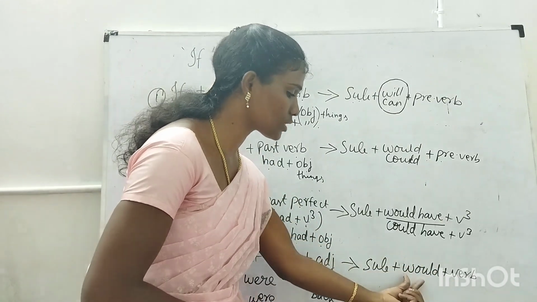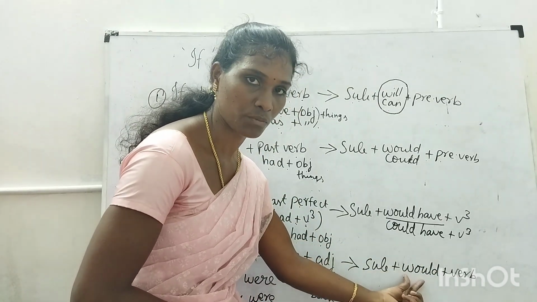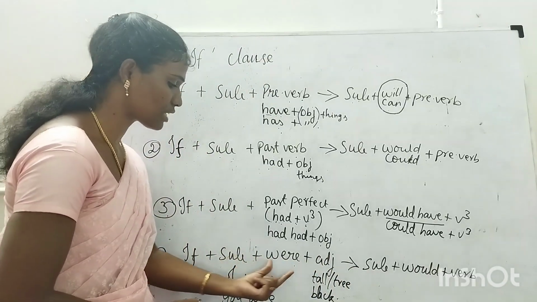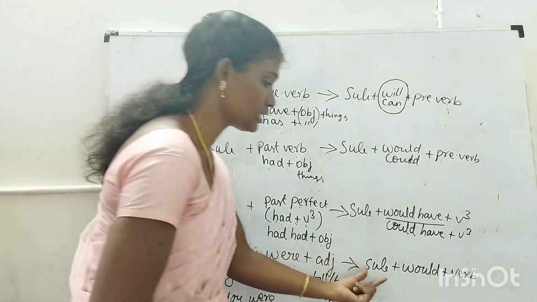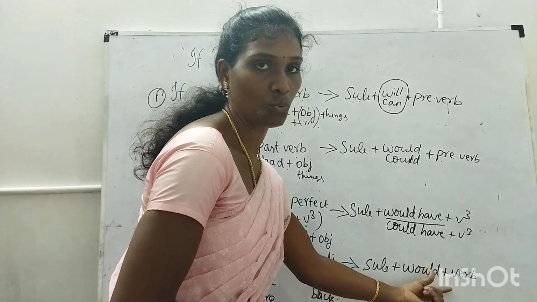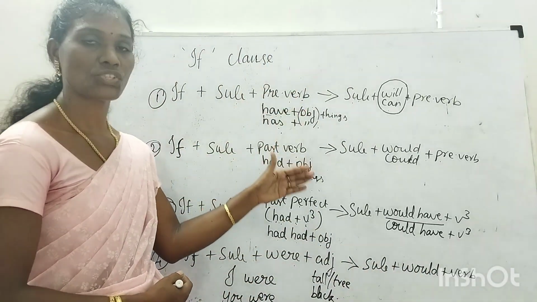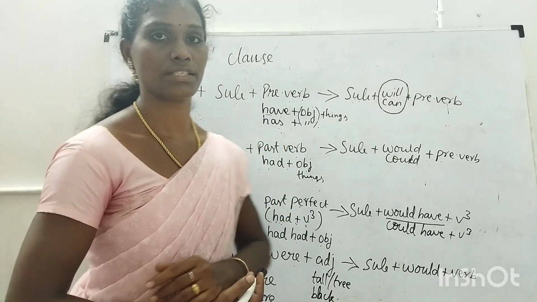So here there is no chance for could or should. Only the be form, whatever the subject may be. The first clause will have the be form were, and the second clause will have would. So if you understand this formula clearly, surely you can choose the correct answer.